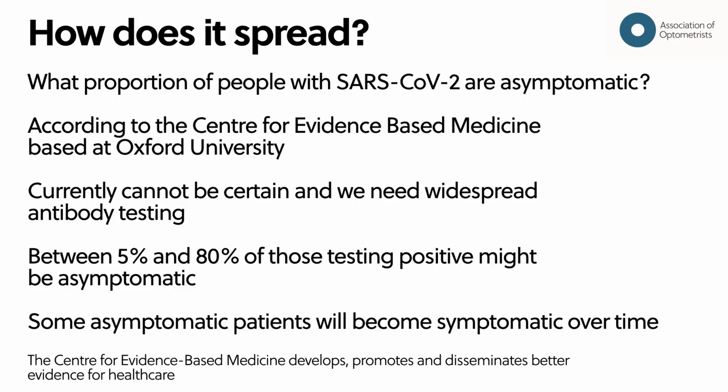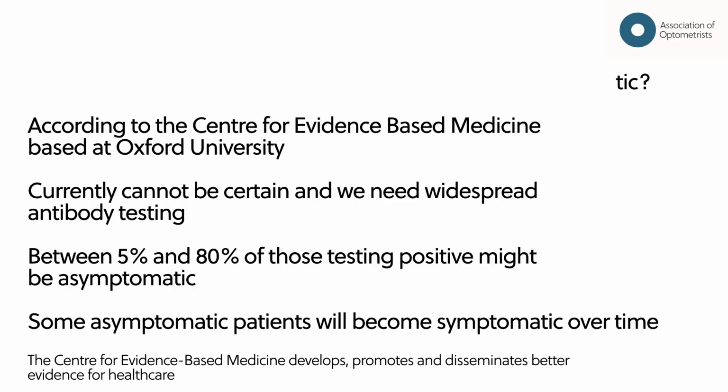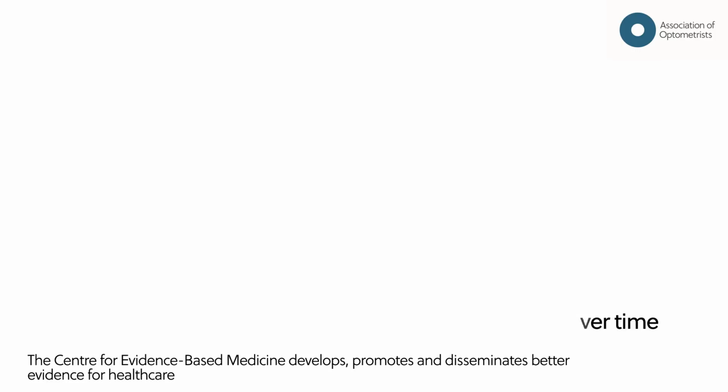The paper makes it clear that until we have widespread antibody testing, we won't know exactly how many people that has been. Estimates at the moment range between as little as 5% and as much as 80% of those who have tested positive might be asymptomatic at the point when they test positive. Some of those asymptomatic patients will later go on to be symptomatic, but that doesn't help if they're spreading it and we're unaware.